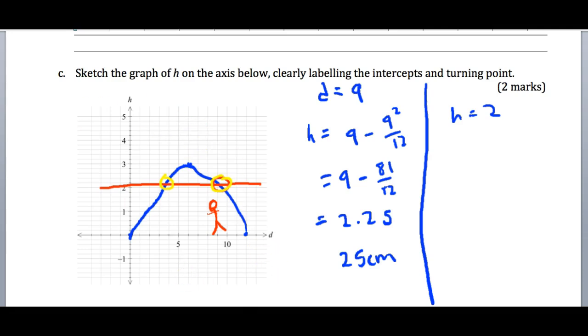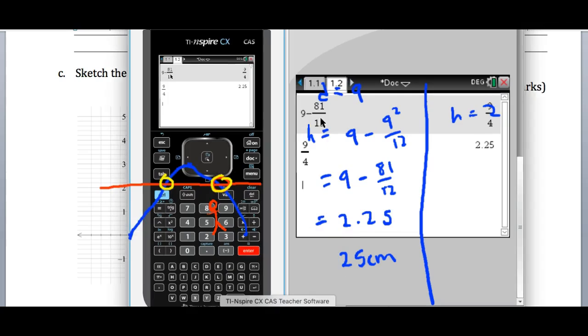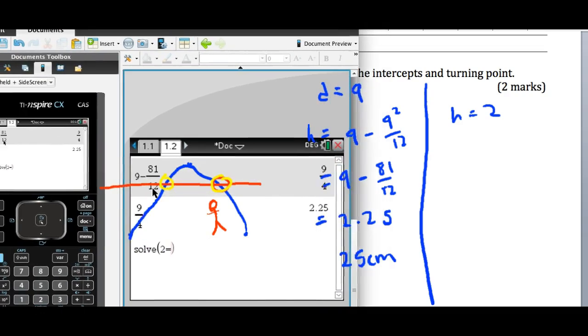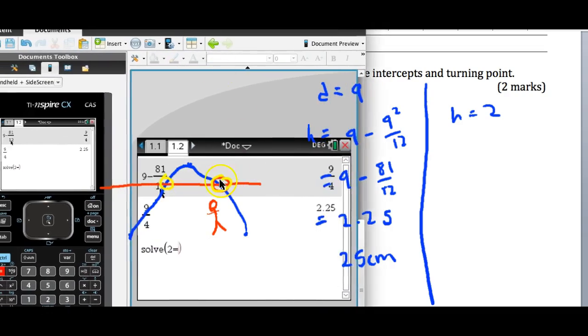Okay, get the calculator up. You can do this by hand, but I would be happy for you just to do it on your calculator. So it's just a plain solve. We want h to equal 2. Can you see that under there? Maybe I need to move this. Okay, so 2 equals, and you can use d minus d squared.